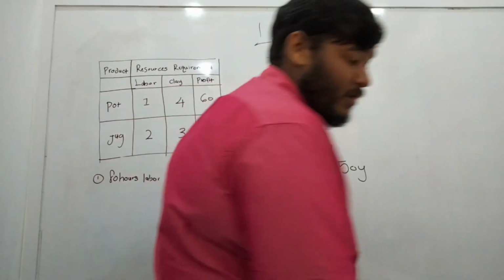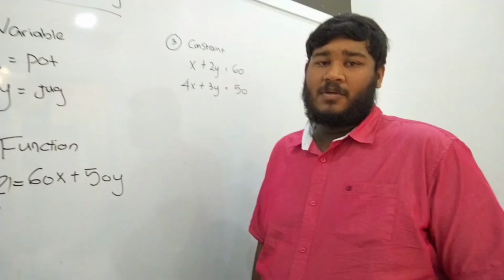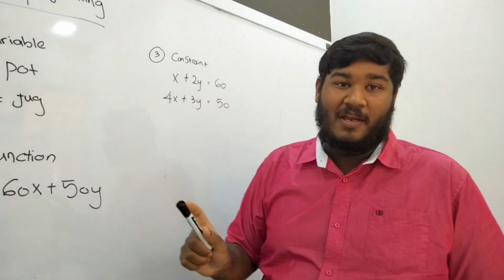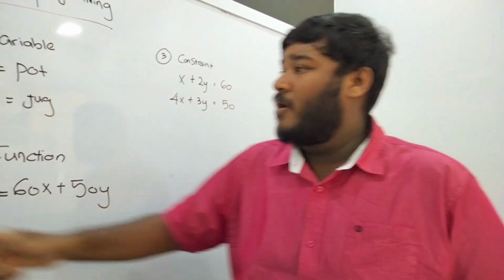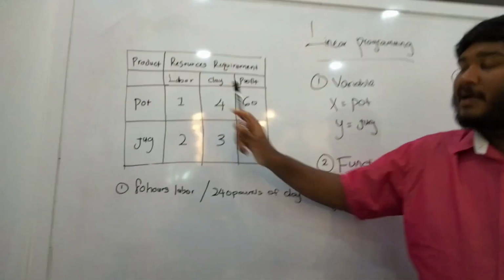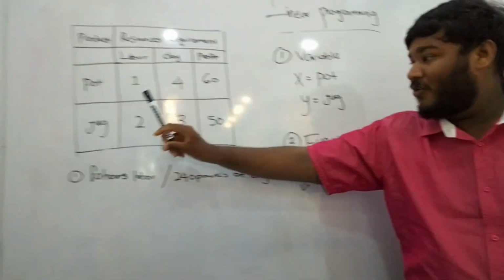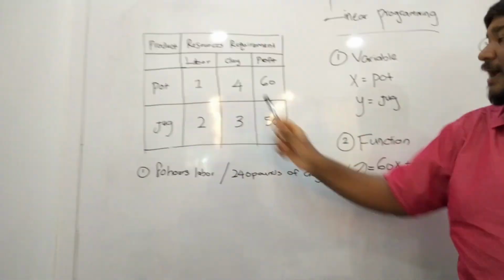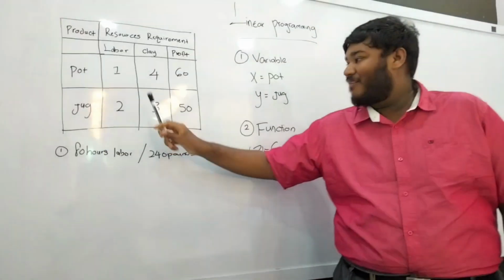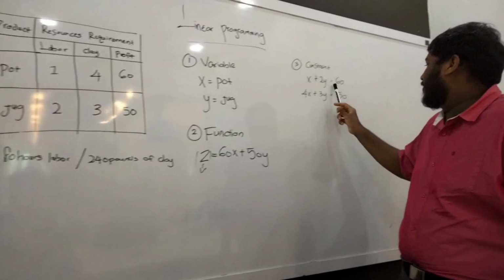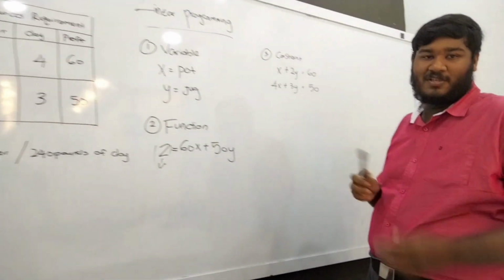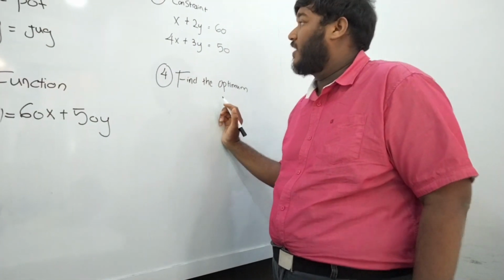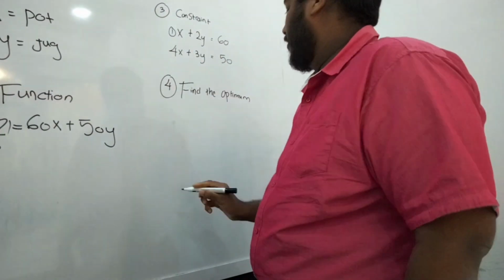The third one is we want to find the constraint. The first constraint is x, for pot 1 labor, then 2y is the labor also for jug. The second one is 4x, for the clay for pot, and the 3y is for the jug for the clay. And then this is the profit.